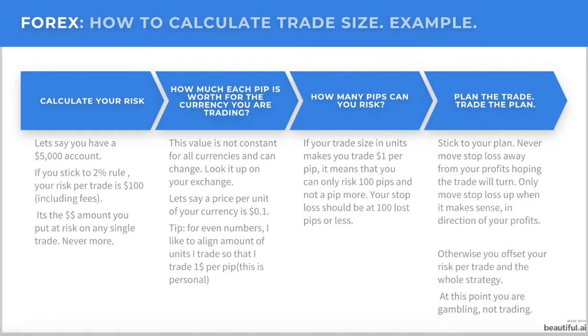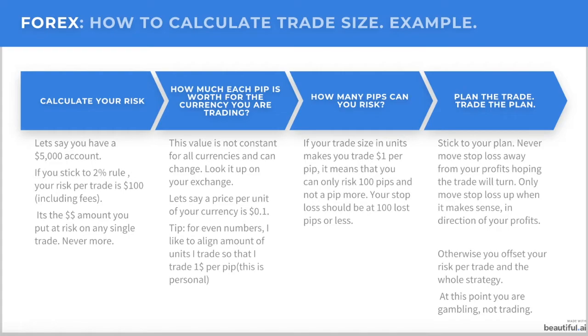And now, let's go over a similar example, but this time we're going to use Forex and pips. First things first, let's calculate our risk. Let's say that you have a $5,000 account. If you stick to the 2% rule, your risk per trade here is $100 including fees. It's the dollar amount of risk that you are allowed to have on any single trade, never more.